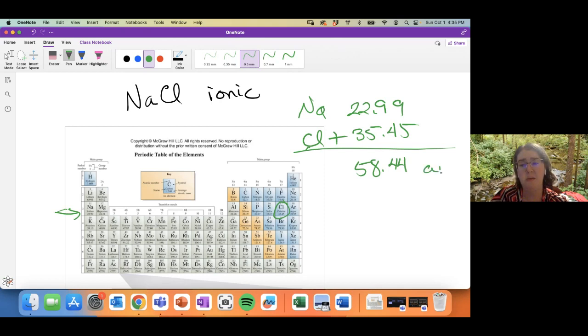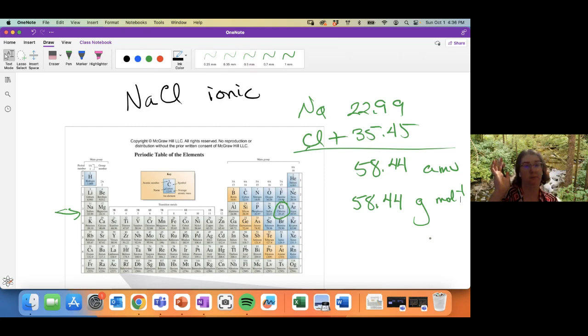58.44. And this can be in AMUs because you could talk about one sodium ion and one chloride ion hanging out together. You could also talk about a whole bunch of these and deal in grams per mole. But they are essentially interchangeable. Again, there are certain times where you should use certain terms rather than others.